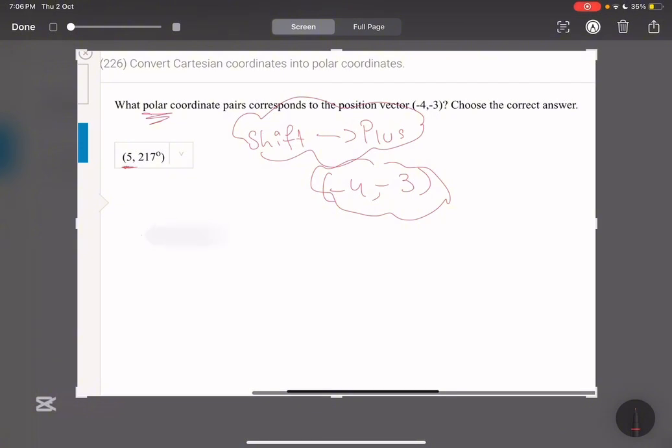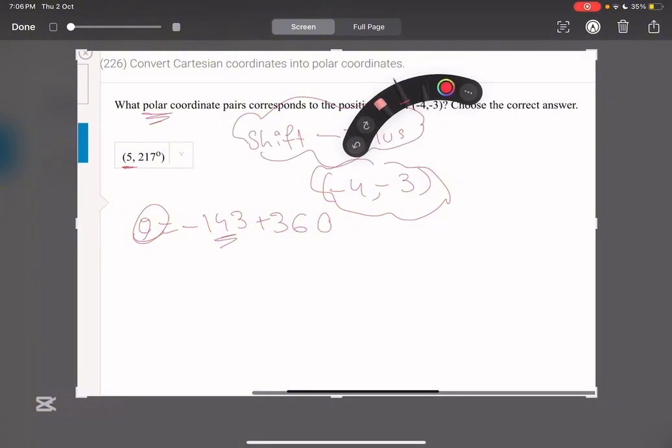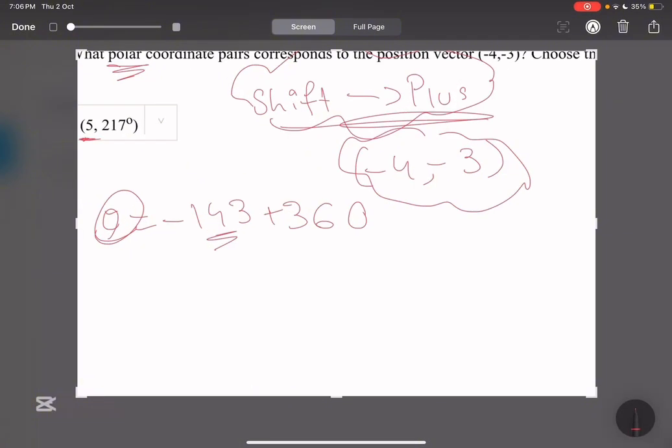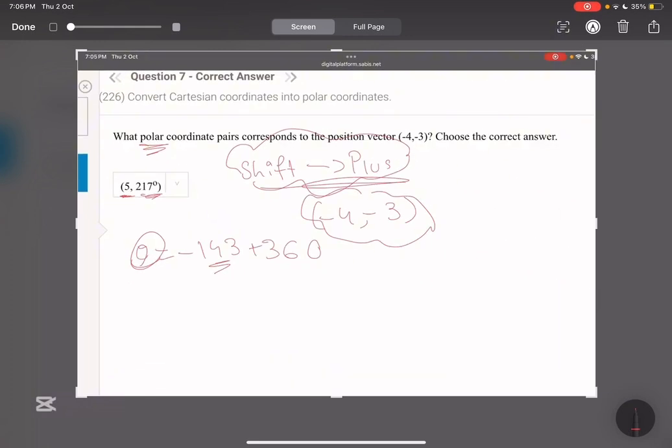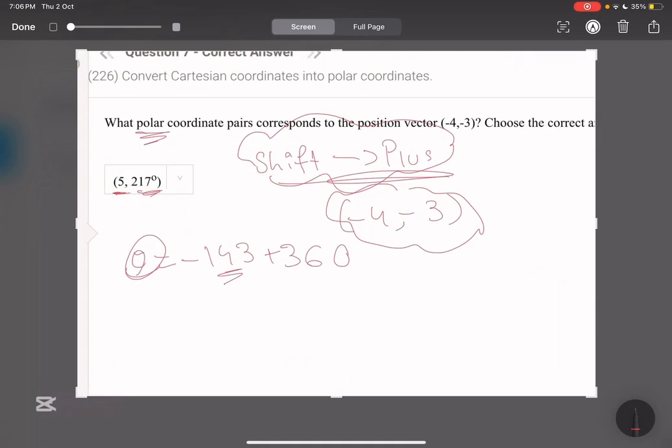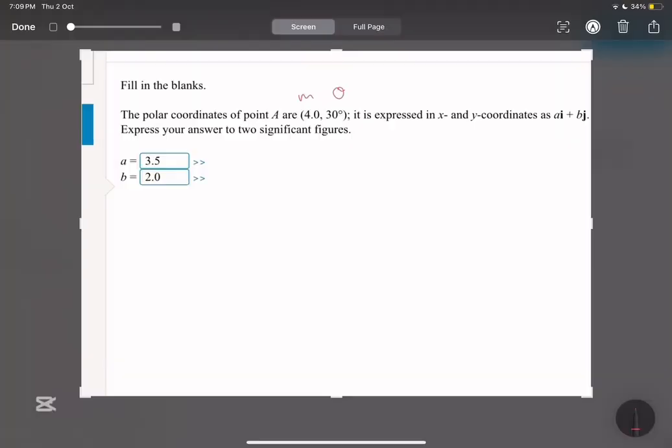Then you get the magnitude, which is 5, and you get an angle which is -143. To this you always just add 360. Whatever you get for the angle when you use the calculator method, you just add 360 and then you're going to get 217. So the magnitude stays the same, and the angle that they give you, you just add 360. So it's 5 and 217.